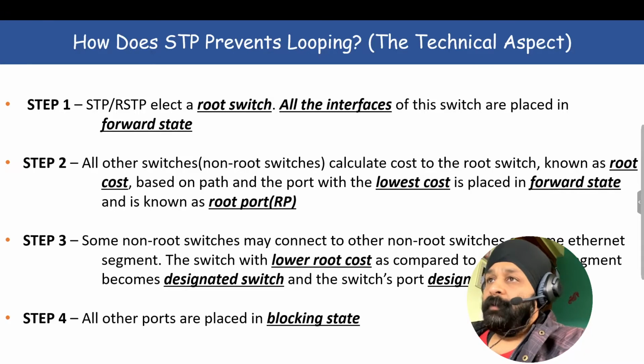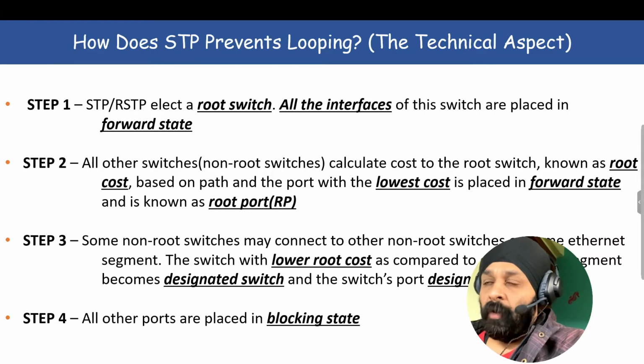So what does STP do? In a nutshell, STP prevents loops from happening. But how does it do it? It follows a certain procedure for a network to not get into a loop. The technical aspect of it is, the first step is it elects a root switch. Now, this root switch is going to be controlling all the other switches. Once a root switch is elected, all of its interfaces are placed in the forward state. That means all the ports are forwarding the data, all the ports are forwarding the packets, and nothing is blocking.